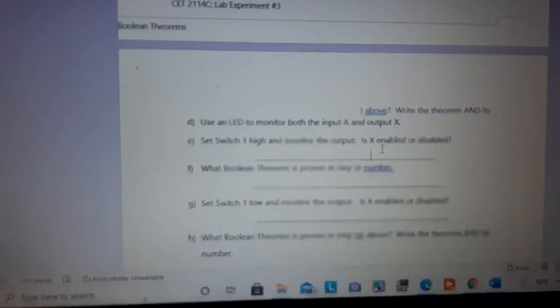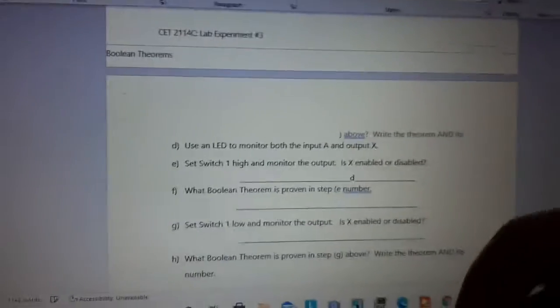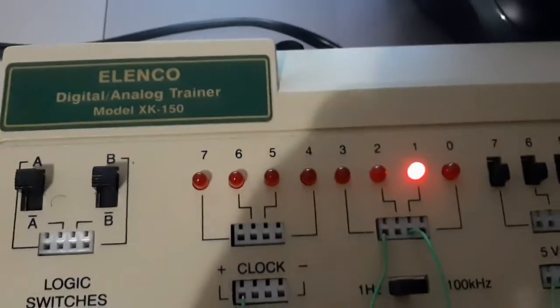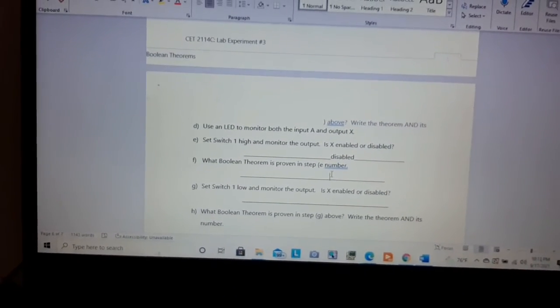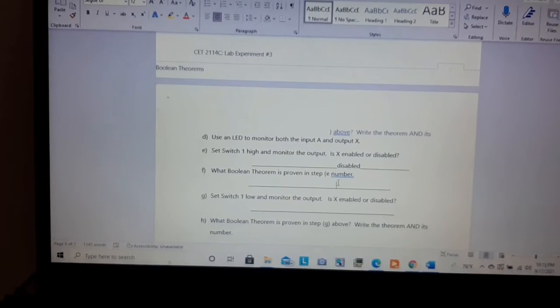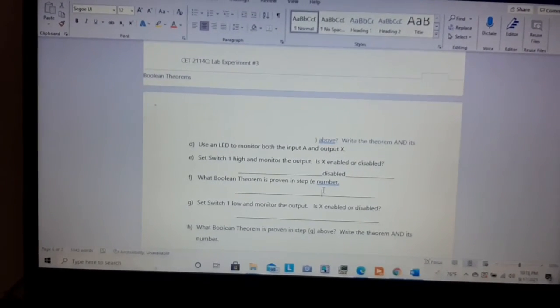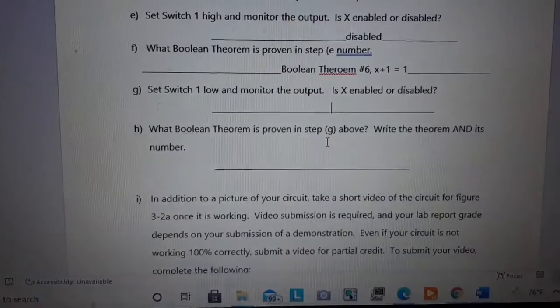So X is actually disabled because it is a solid light. It isn't blinking. So I'm going to put that there, disabled, since we have that light. And the Boolean theorem that is proven in this step is Boolean theorem number 6, which is X or 1 is equal to 1.